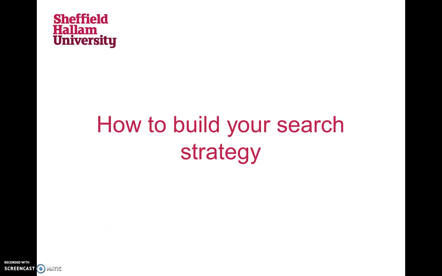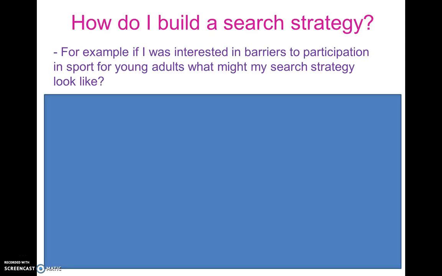Hi, what we're going to do now is just spend a little bit of time thinking about how we can structure our searching, turn it more into a strategy rather than just a blind sort of searching without analysing what you're looking for. So the example I'm going to consider is what barriers there might be to participation for sport for young adults. How am I actually going to start to structure this search, identify the topics?